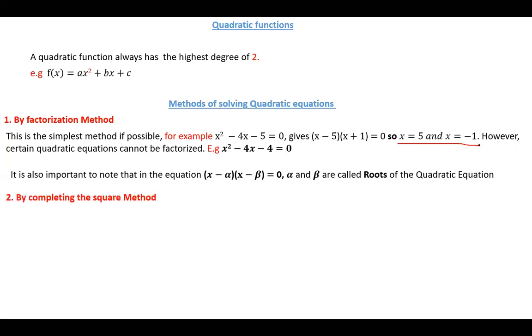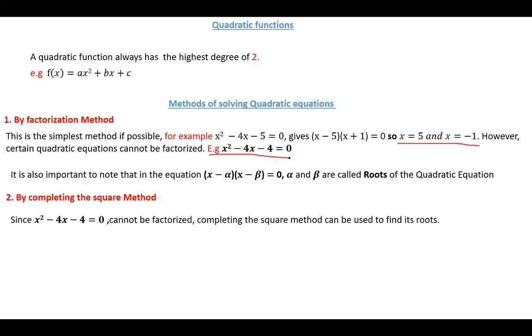Okay. So the second method is by completing the square. Remember what I said? I said if you cannot factorize any given quadratic equation, it means that the completing the square method can do, or the formula method can do. See, this is what I'm talking about here in the notes. Since x squared minus 4x minus 4 is equal to 0 cannot be factorized, hence the completing the square method can be used to find its roots. It's just as simple as that.